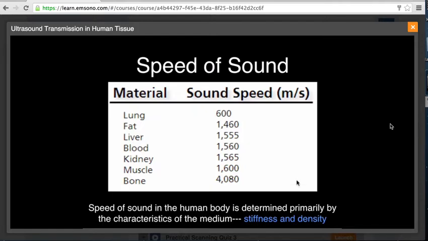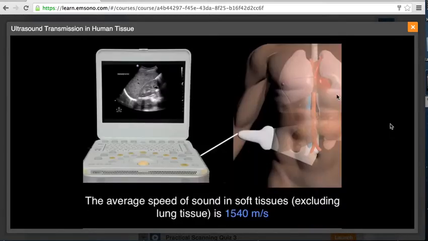Now, if you take a look at various tissues within the human body, you can see that with the exception of lung and bone, the speed of sound is in a relatively tight range from approximately 1460 meters per second to approximately 1600 meters per second. The ultrasound machines work under the assumption that the speed of the sound in the soft tissue is 1540 meters per second. Remember, we talked about how the speed of sound in most soft tissues is within a relatively tight range.